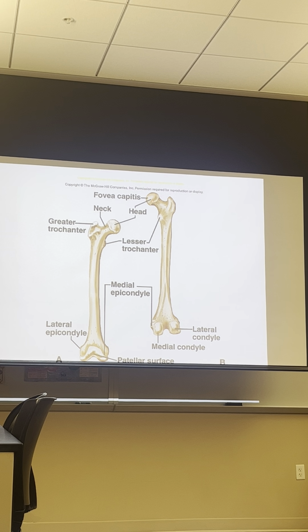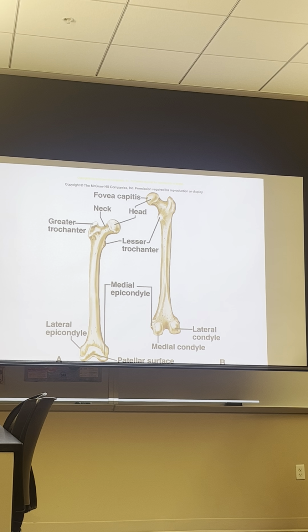Okay. So we got the head, right, and then we got the greater and lesser trochanter. The greater is superior and more posterior. And then you got the lesser trochanter. Again, these are attachment points for large muscles. There's also this little thing called a gluteal tuberosity. We'll take a look at that in lab in greater detail next week.